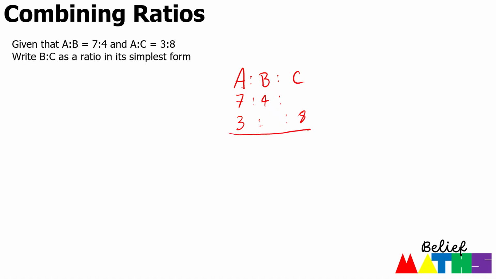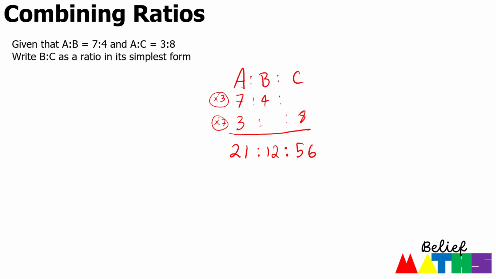I'm going to combine these together by looking at my A column, and I'm going to find the lowest common multiple of 3 and 7, which in this case happens to be 21. Now to get from 7 to 21, I've multiplied the first line by 3, and to get from 3 to 21, I've multiplied the second line by 7. So I'm going to do that with the other values. So 3 times 4 gives me 12 for B, and 8 times 7 for C. 8 times 7 is 56.